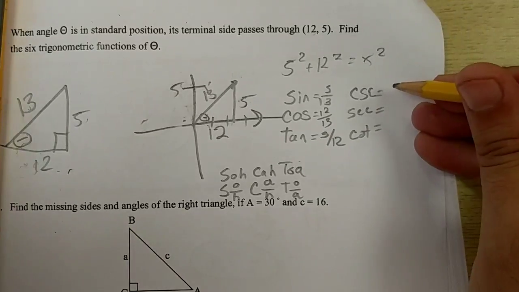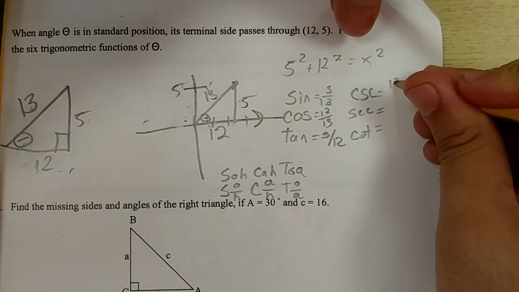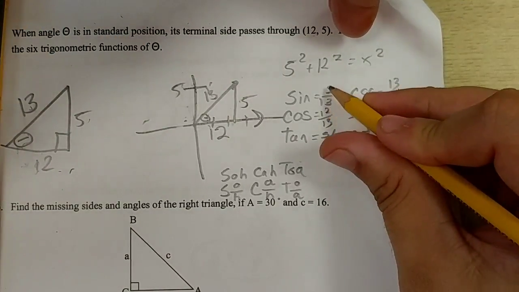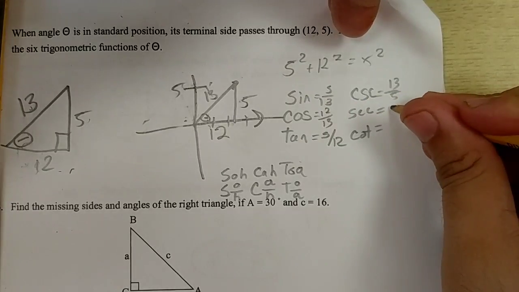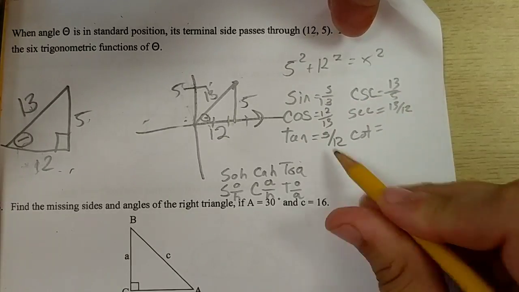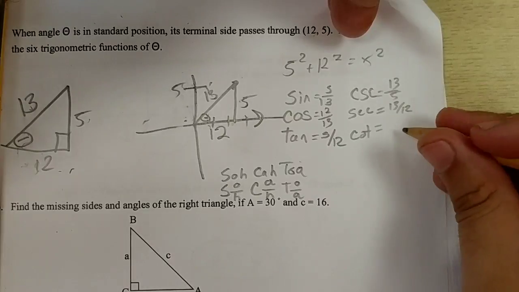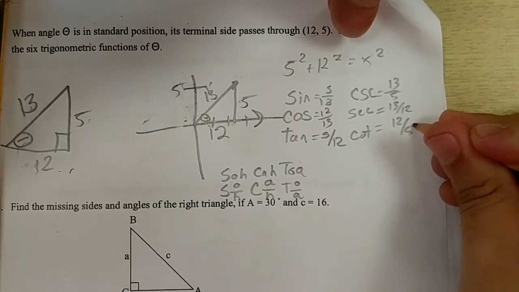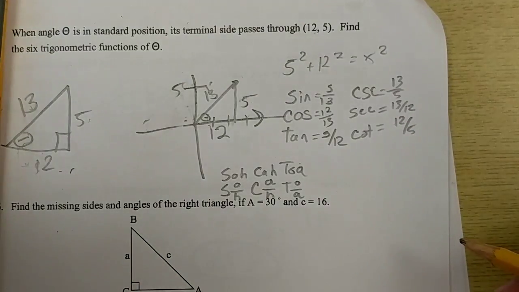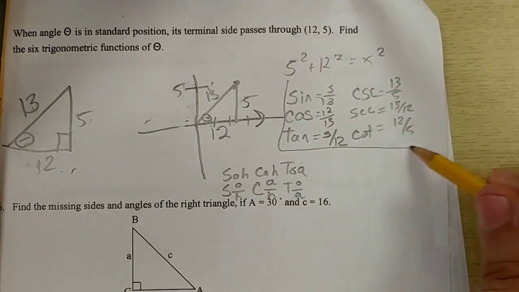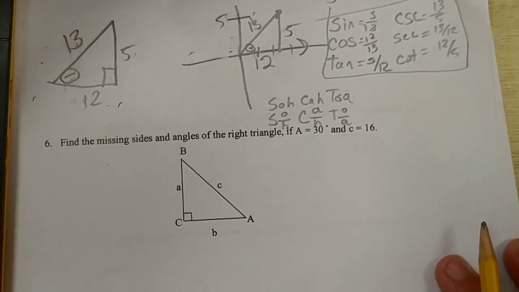So to find the reciprocal, all you have to do is flip it. 13 over 5, because it was 5 over 13 here. 13 over 12, because it was 12 over 13 here. And 12 over 5, because it was 5 over 12 there. And that's it. That's my 6 trig functions for that type of triangle.